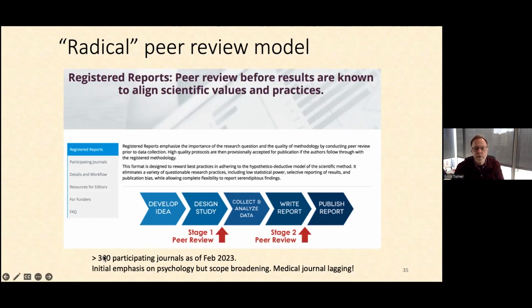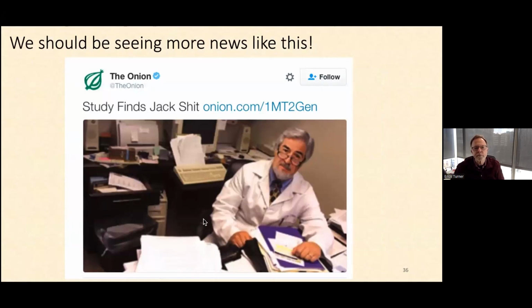So there are over 300 participating journals as of now. The emphasis began on the home turf with psychology journals, but the scope has been broadening. We need more medical journals. There's 1, maybe 2 medical journals that are doing it now, but I would really like to see that break into the big name medical journals. And I think that would really create a sea change. So here's what I would like to see more of. I'll let you read the caption there. And this is just life. Sometimes, not every study has to turn out positive. There will be some negative studies.